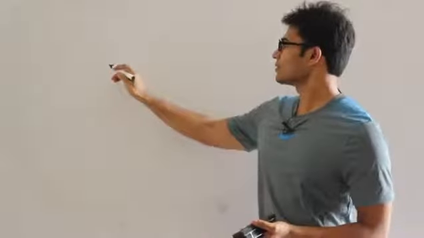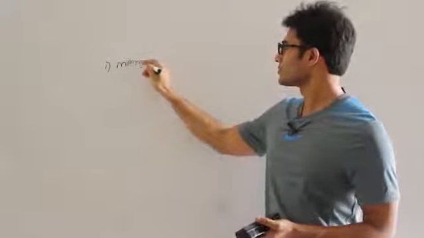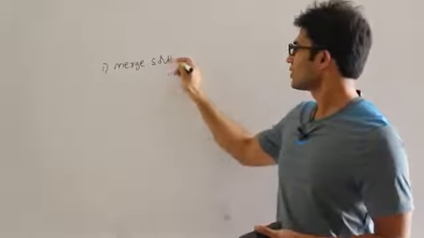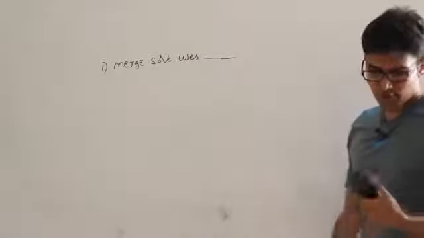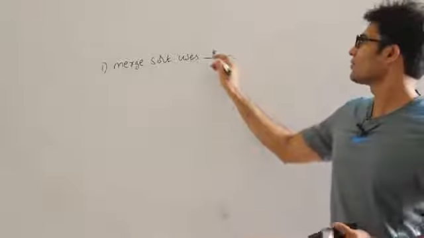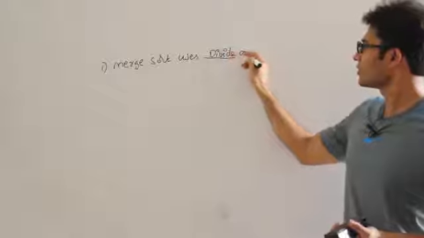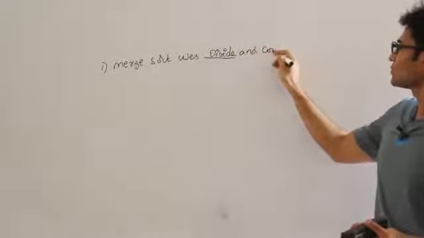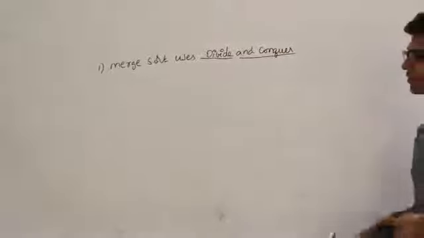Let's see some questions which have been asked in exams about this merge sort. Question number 1: merge sort uses what paradigm? The options are divide and conquer, backtracking, greedy, dynamic. We have seen that merge sort uses divide and conquer. The reason is we divide the problem, solve it, and then combine the solutions. Therefore merge sort uses divide and conquer.